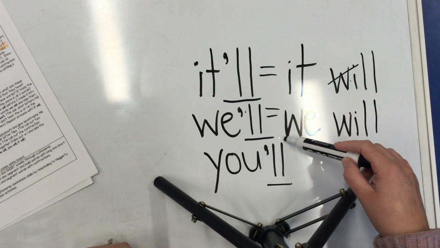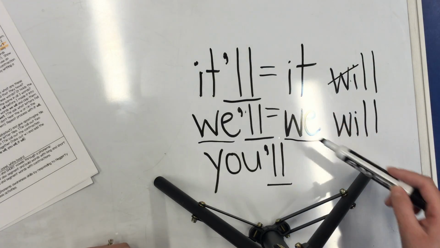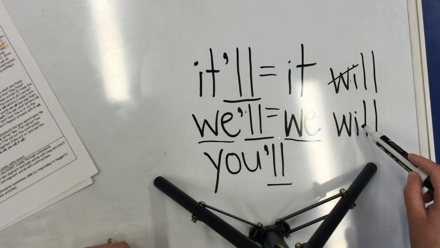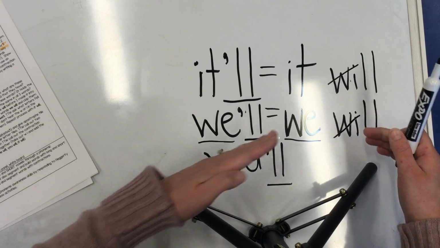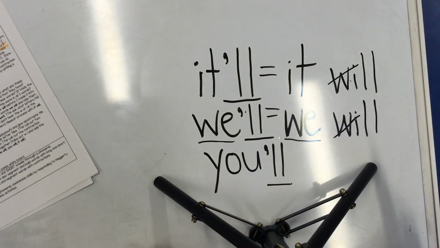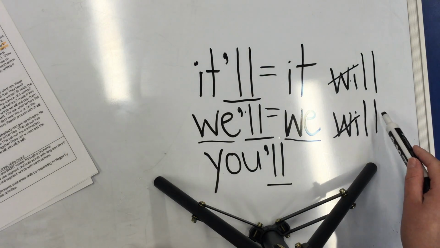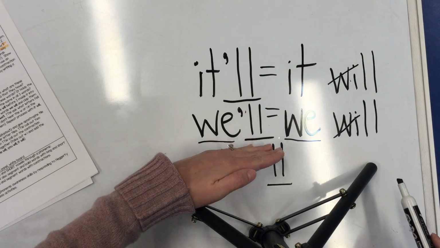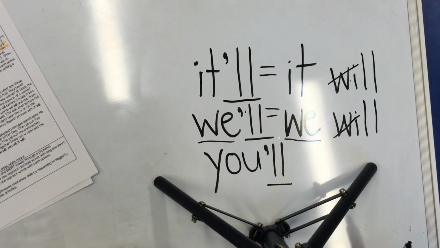So we write out the first word, right? We write out we, and then we take away the W and the I, right, when we're pushing them together, and the apostrophe goes in its place, and then we just put the LL. We'll. Same thing as we will.